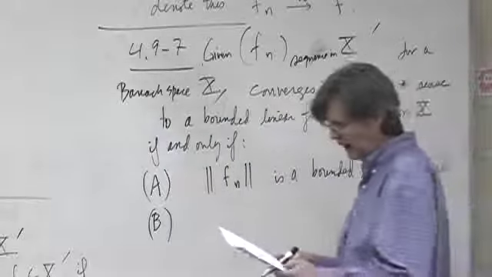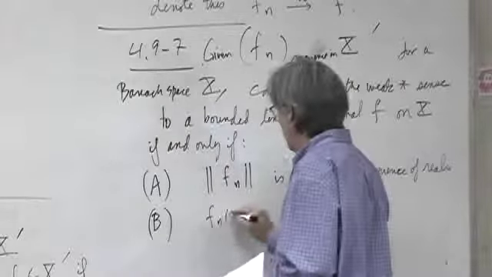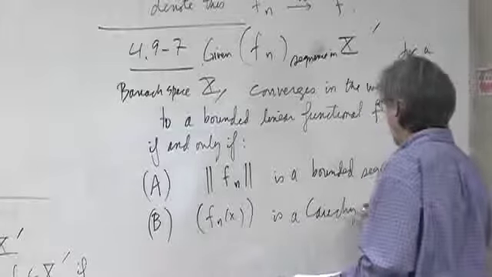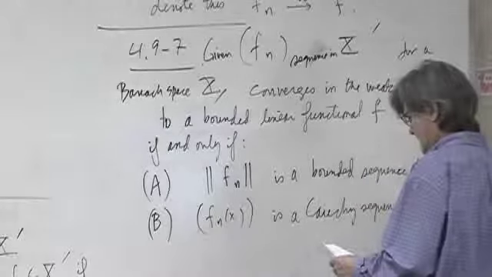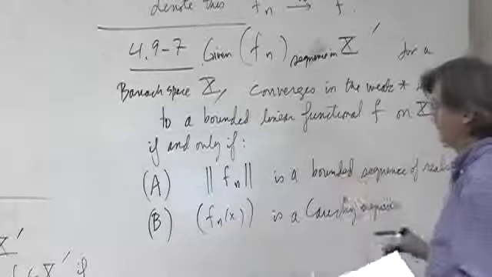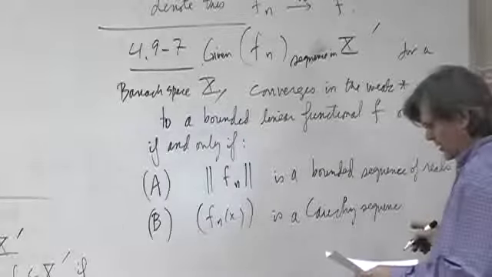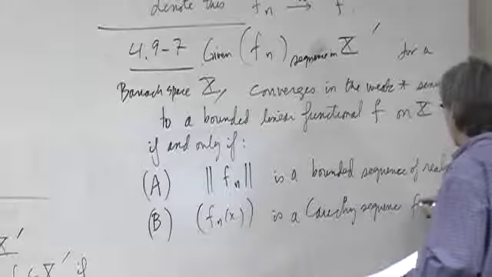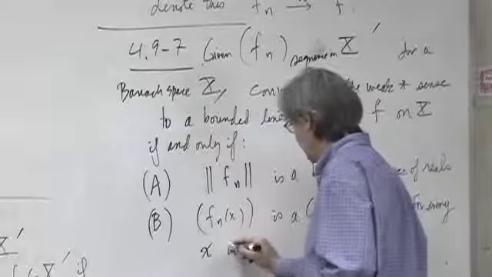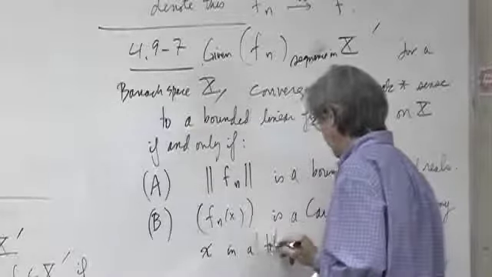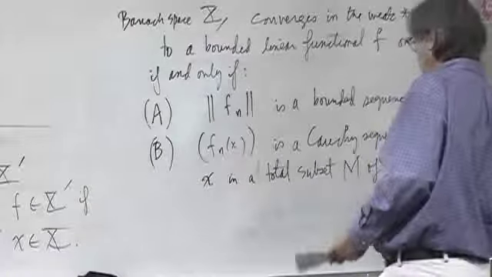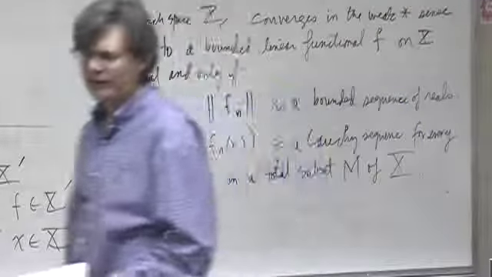And B, what I need is that Fn of X, the sequence, is a Cauchy sequence of complex numbers, of course, or real numbers if I'm in a real Banach space, but a Cauchy sequence in the ordinary field, for every X in a total subset M of X. So I need to check there's a Cauchy sequence in a dense set, basically.